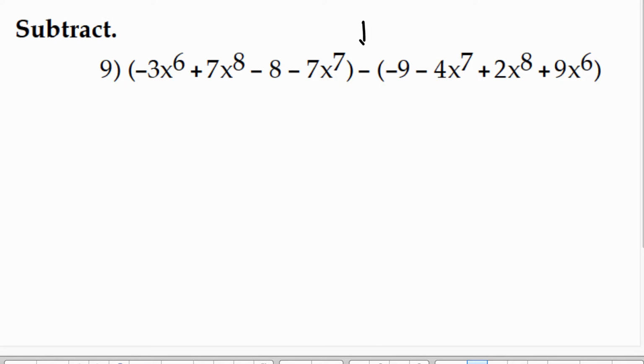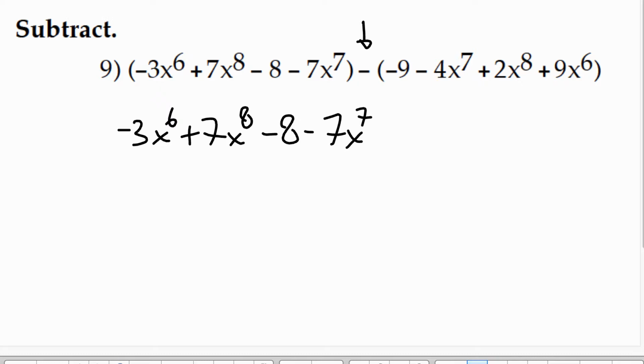Okay, dirty, rotten, filthy, stinking negative. I have to apply that to everything there, so let's just rewrite what I have at the first. And I find that rewriting things helps rather than trying to do everything in your head. So the minus means I have to change every sign inside. So that 9 becomes a plus 9. This becomes a plus 4x to the 7th. This becomes a minus 2x to the 8th. This becomes a minus 9x to the 6th.